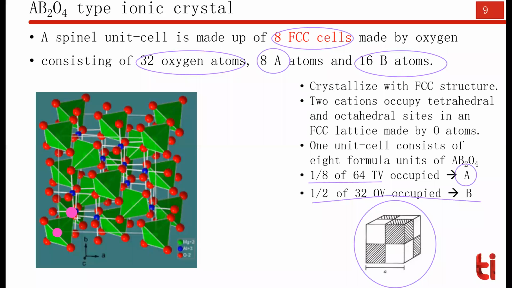Why is it not possible? It is not possible because you don't have enough A atoms. If you are asking me if I have, say, 64 atoms, then can it go and occupy all the tetrahedral voids? Yes. The structure doesn't restrict you from occupying all tetrahedral voids, but your stoichiometric ratio is such that you have only 8 A atoms, and that is why only 1/8 of the tetrahedral voids are occupied. Clear?